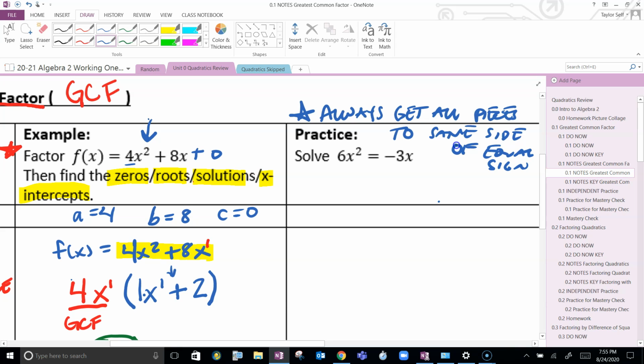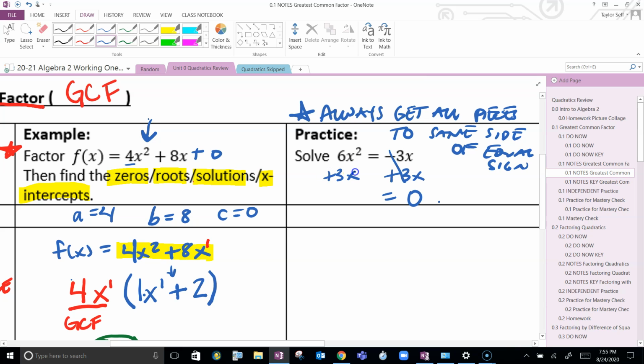We do want to move this term over to the other side. The way we're going to do that is inverse operations. We will do plus 3x on both sides. This side will turn into 0. So now we have 0 on this side. The equal sign comes down.